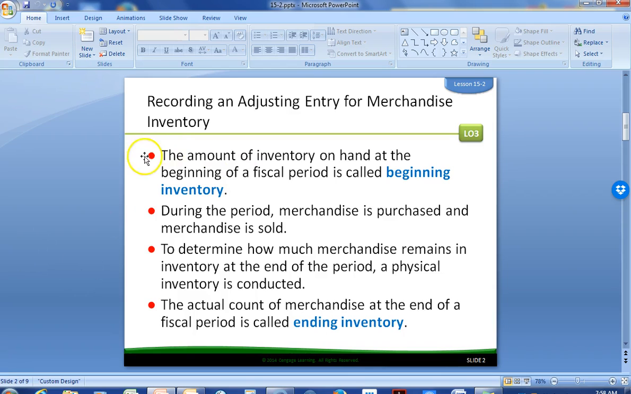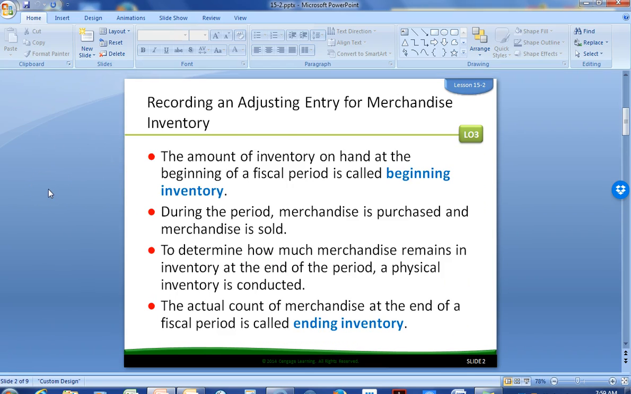The amount of inventory on hand at the beginning of a fiscal period is called the beginning inventory. During this period, merchandise is purchased and merchandise is sold. To determine how much merchandise remains in inventory at the end of the period, a physical inventory is conducted. Remember, a physical inventory is where they physically go in and count each item and write it down. People are out in the stores or out in the warehouses counting things and writing them down. It's a big deal. The actual count of merchandise at the end of a fiscal period is called the ending inventory.